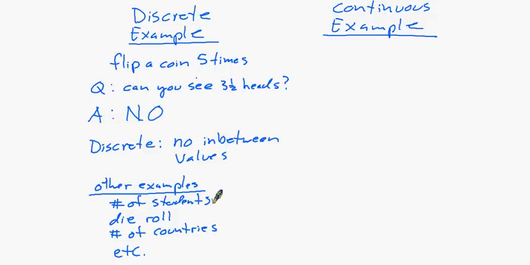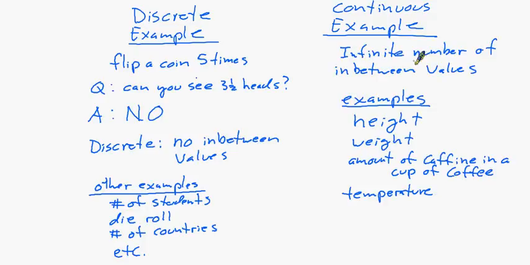Here's some other examples. Number of students. Hopefully we can't have 7.5 students. Die roll, it's going to be 1 through 6, assuming a 6-sided die. Number of countries, etc. The things that really aren't divisible, and you simply won't get any in-between values. Alternately, a continuous variable, we're talking about an infinite number of in-between values, such as height. A person could be 5'10", 5'11", 5'10 and a half, 5'10 and a quarter, anything. Weight, the amount of caffeine in a coffee cup, milligrams, temperature, could be 28 degrees, 28.2 degrees, 28.25 degrees, infinite number of in-between values. So when you're presented with a probability question, the first division, like I showed you on the map, is, well, are we talking about discrete or continuous type of variable?